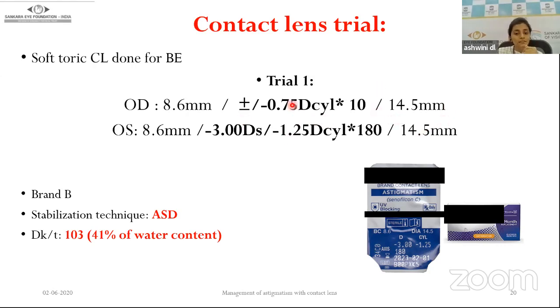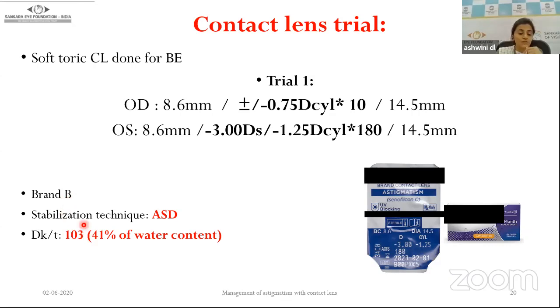In this trial lens, the cylinder axis was 180 and the base curve was 14.5 mm. This was the trial lens taken to do the trial on the patient, and it belongs to brand B contact lens, as per the patient's wish.